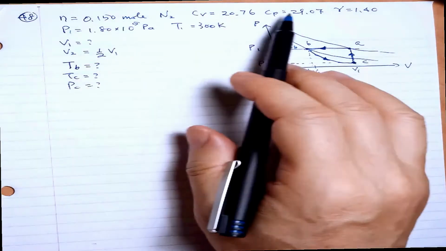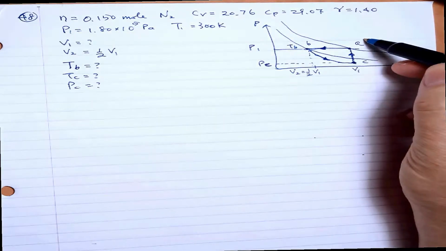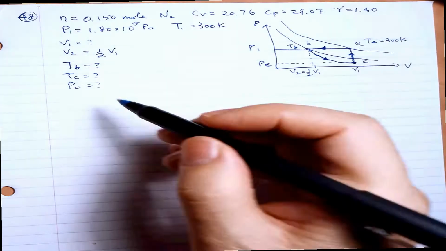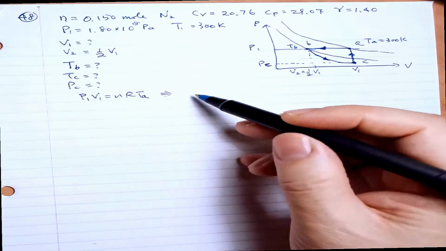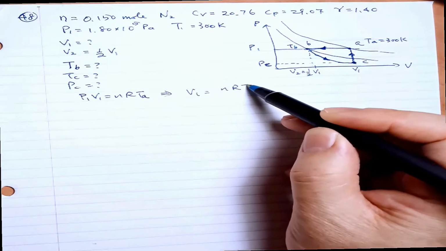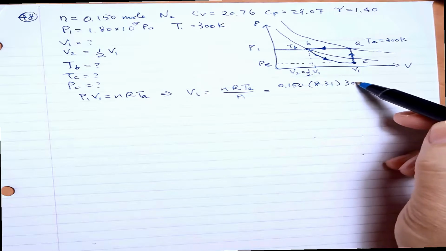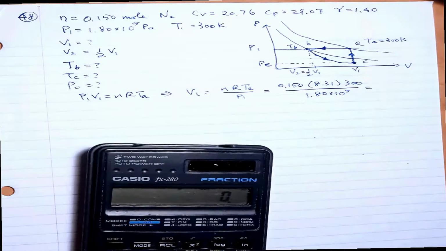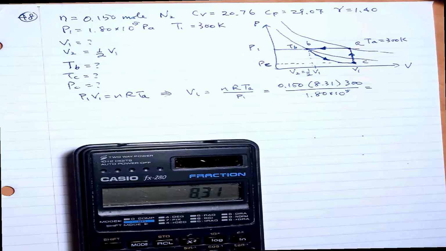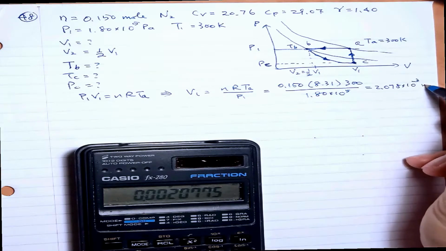First we can figure out V1 because we have all the information here. At the very beginning, we know P1 already. We know T1 or TA, which is 300 Kelvin. So P1 V1 equals nRT1 or TA. So in this case, we can figure out V1 is nRTA over P1. n is 0.15 mole, 8.31 for R, TA is 300 K, P1 is 1.8 times 10 to the 5th. So we get a volume of 2.078 times 10 to the negative 3 cubic meter.